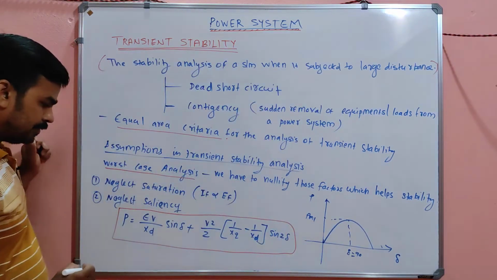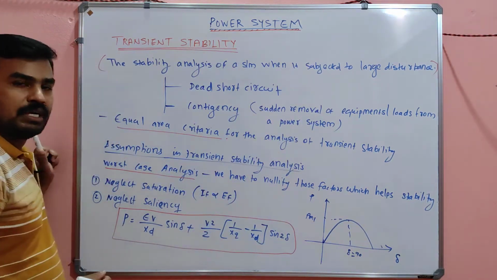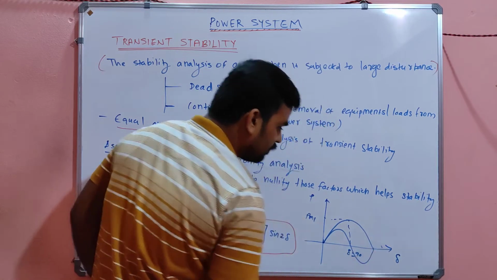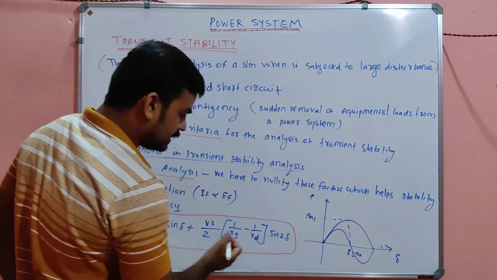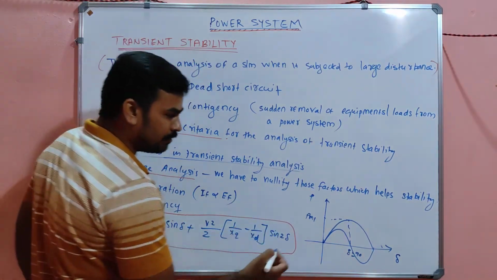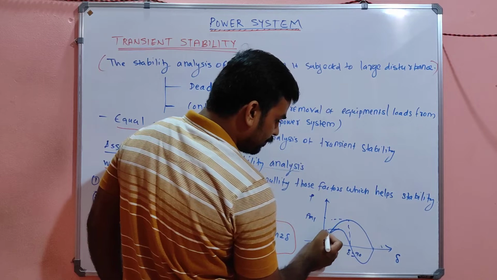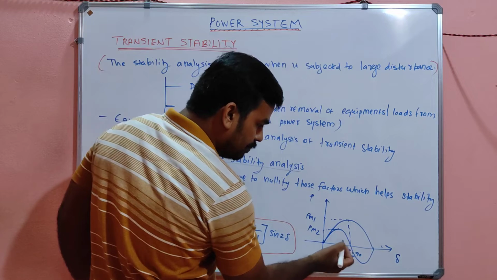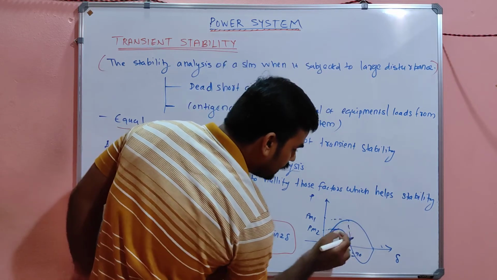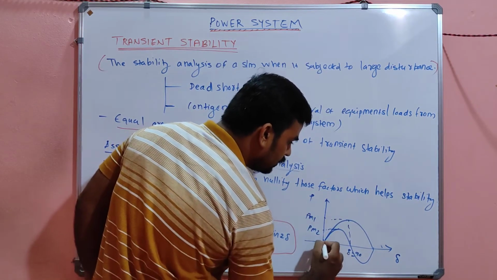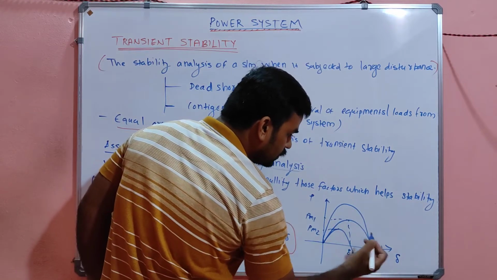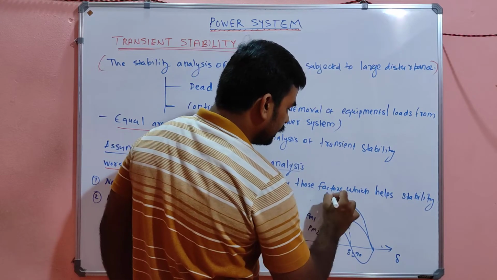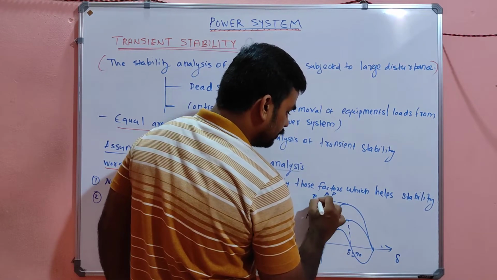PM1, let it be PM1. And the next term now, sine 2 delta, is there, which means this will be the term corresponding to the second term, that is the sine 2 delta factor. Let this be PM2. This combined effect will be, see, in this half cycle both will be added now. Both will be added, and like this. This will be the combined effect. This will be the PM.